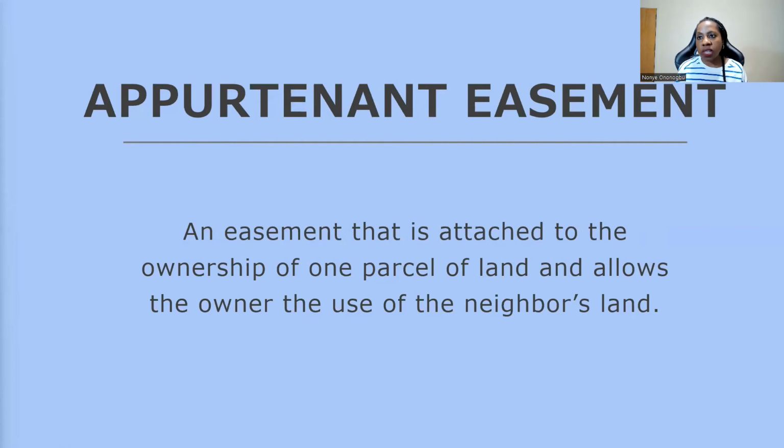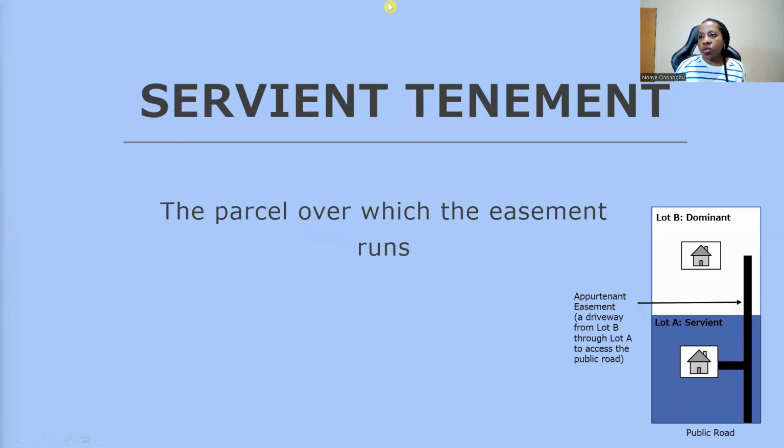Okay, so this is an easement that is attached to the ownership of one parcel of land and allows that owner the use of the neighbor's land for a specific purpose, such as a right of way. So on this slide, I have a little diagram that shows you what servient tenement is, and on the next slide we'll talk about dominant tenement. So here you see lot A is in front, lot B is behind. Lot B doesn't have access to the public road, so they have to drive through lot A to get to the public road. So this dark thing here is our driveway.